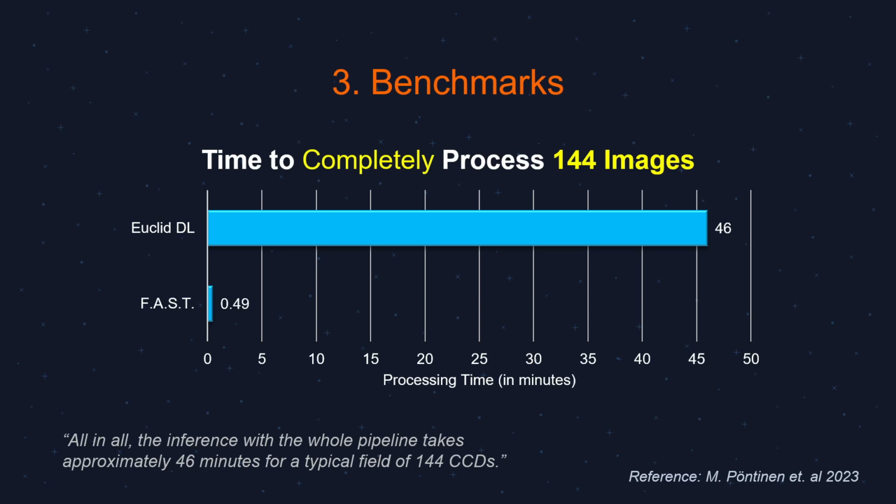And Euclid DL, in that same 2023 paper, said it took 46 minutes to completely process 144 images. By comparison, F.A.S.T algorithm takes under 1/2 minute to process the same number of images. So now you've got a huge, very dramatic improvement in efficiency.